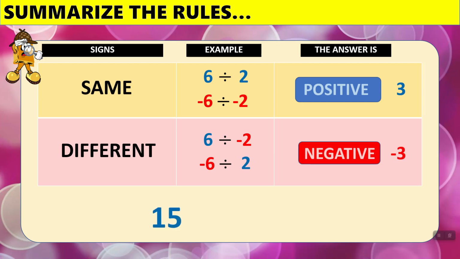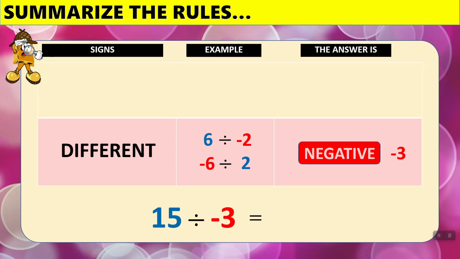So let's use an example and see what we can find out. 15 divided by -3 is equal to... we first have to say, are the signs the same or are they different? We can see that they're different. One is positive, one is negative. And so we use this rule. When the signs are different, the answer is negative. So 15 divided by 3 is 5, and it has to be a -5 according to the rule up top.